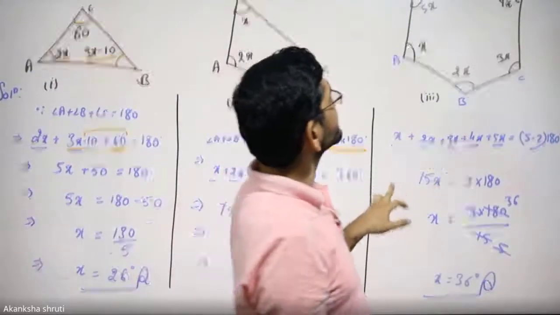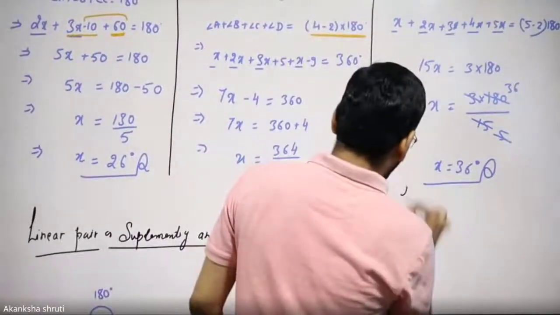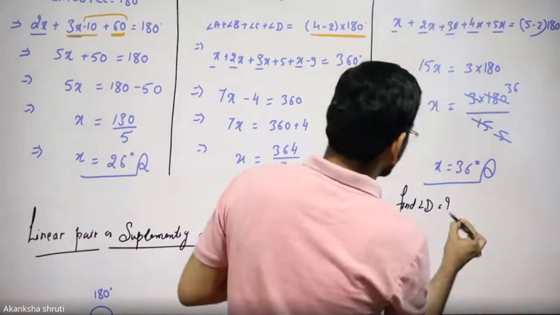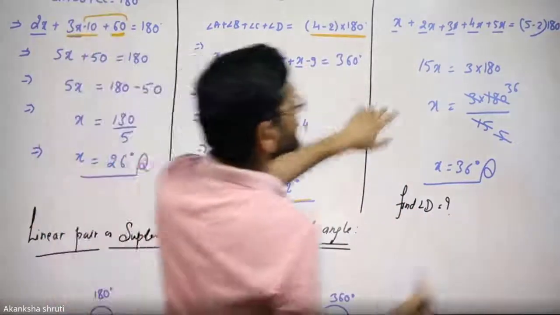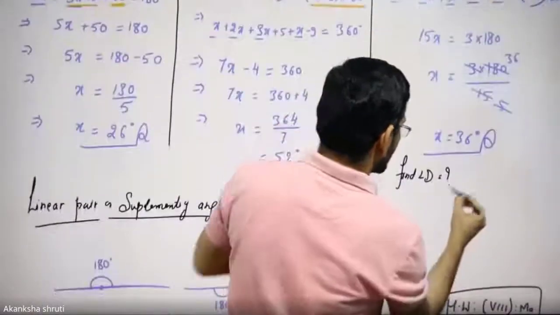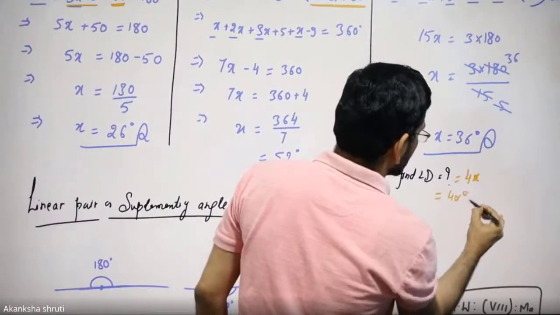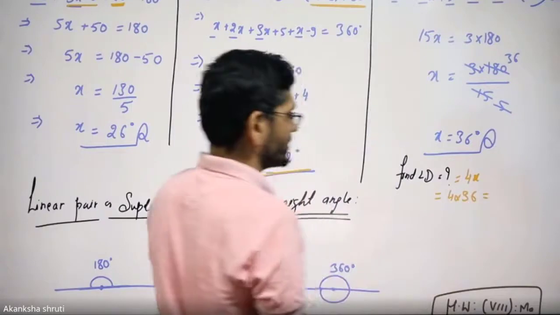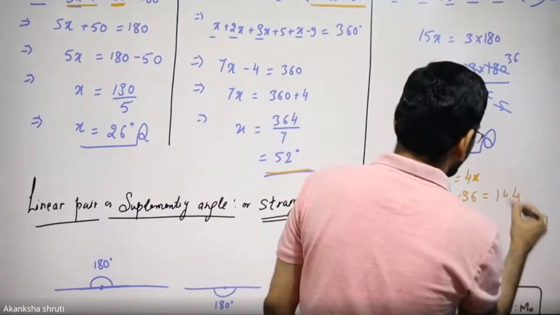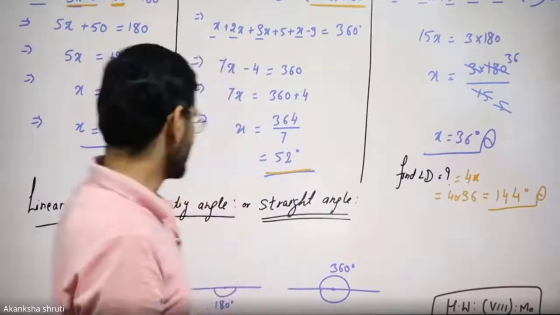If it is asked to find angle D, then students, for angle D you have to keep in mind that angle D is not x but rather it is 4x. So it is 4 into 36. You need to multiply. 4 sixes are 24, then 2, 144 degrees is the required answer. Okay, this way it is very easy.